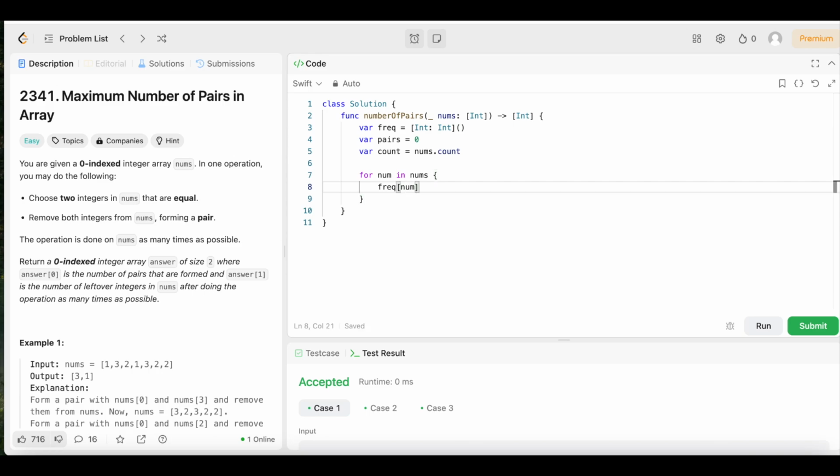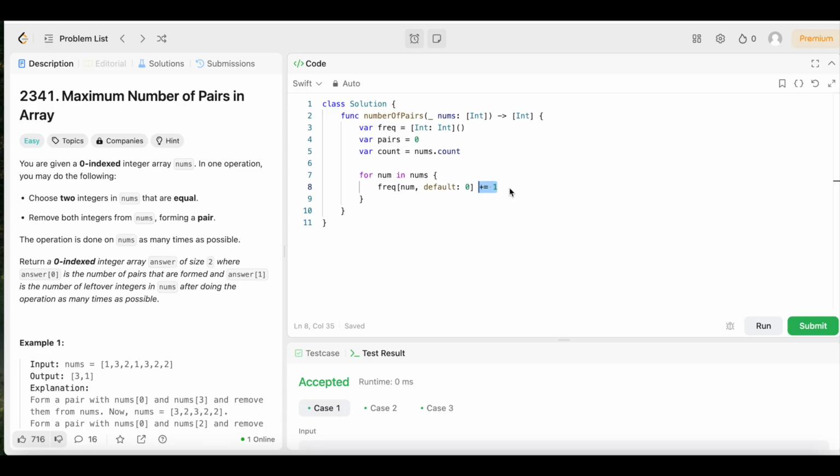We're going to say num, comma, default, colon, 0, come outside the square bracket, and we're going to say plus equal 1. So every time we see this num in nums, we're going to start the count at 0, and every time we see it, we're going to increment the count by 1, and that's how we're going to keep count of how many times we see a number that appears.